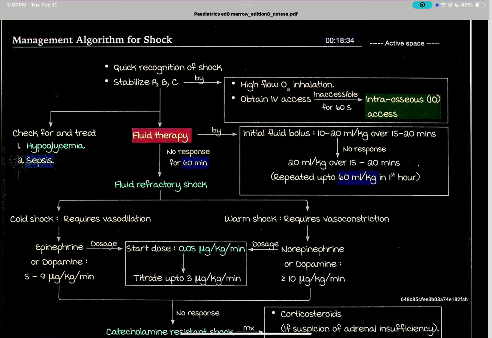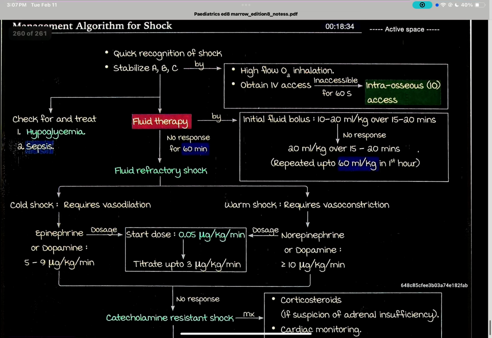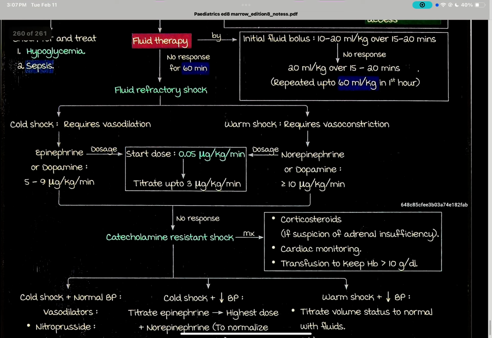If no response, give 20 ml per kg over 15 to 20 minutes, repeated up to 60 ml per kg in the first hour. Fluid therapy, no response: fluid refractory shock. Cold shock requires vasodilatation. Warm shock requires vasoconstriction.